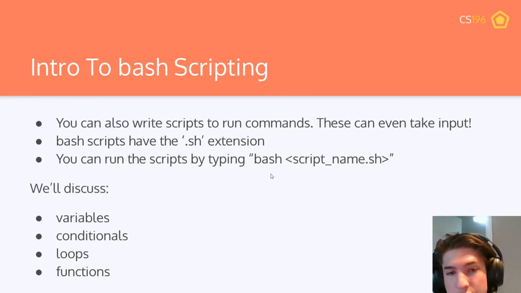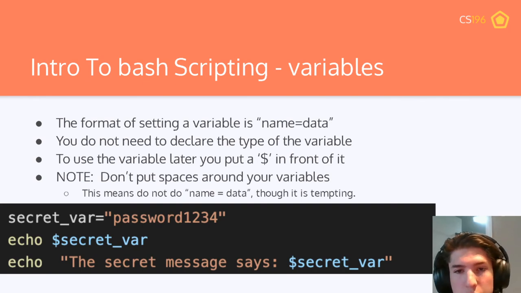So you can run bash scripts by typing bash and then script name.sh. Again, the .sh represents that it's a bash script. We're gonna discuss variables, conditionals, loops, and functions today. So first, we're gonna talk about variables.